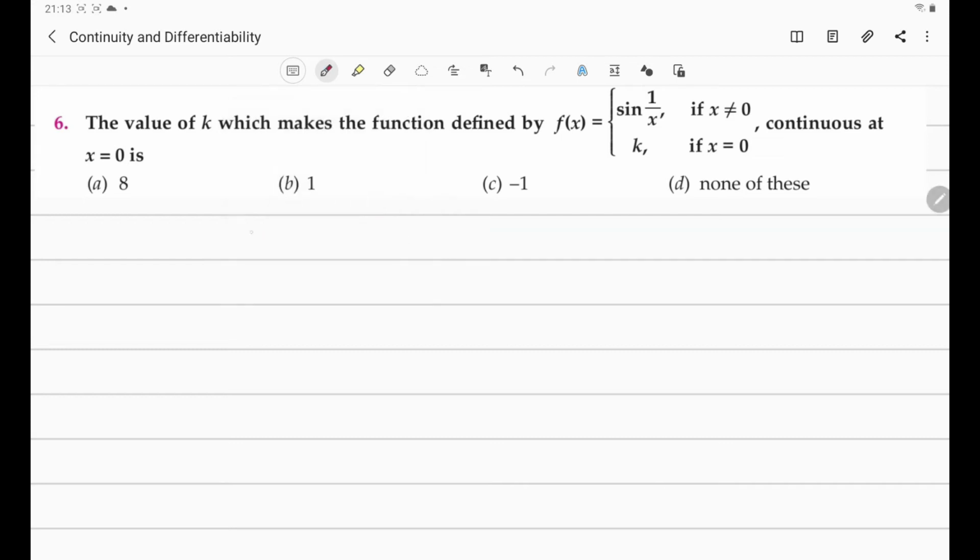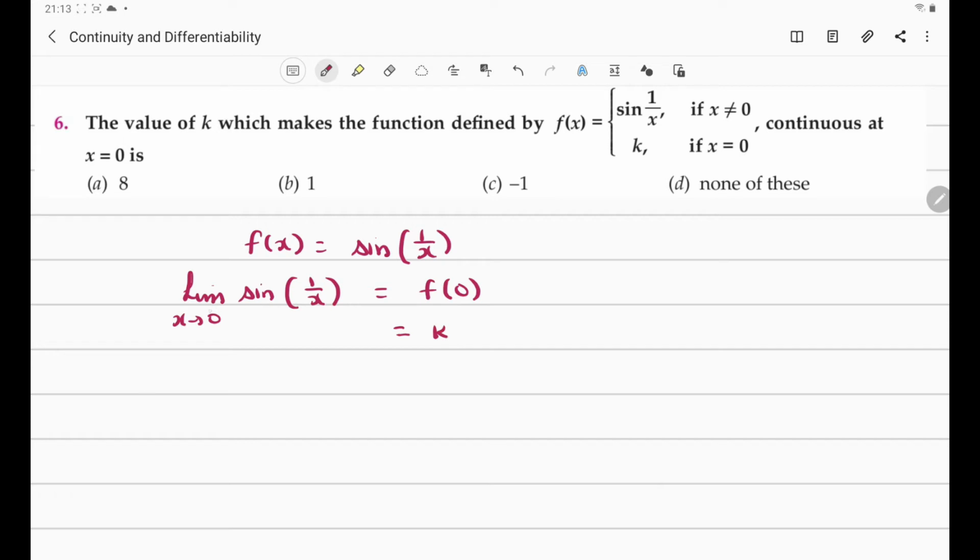f of x is equal to sin 1 by x and limit x tends to 0, sin of 1 by x should be equal to f of 0 if the function has to be continuous at x equal to 0, and this value is equal to k.